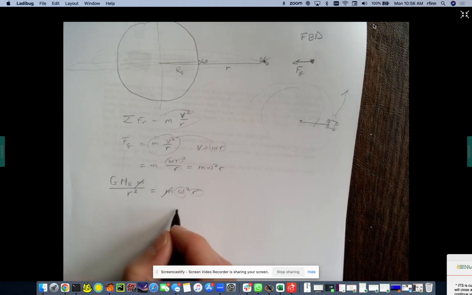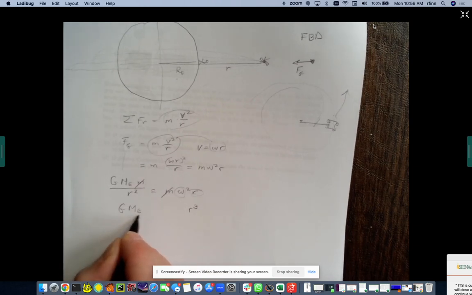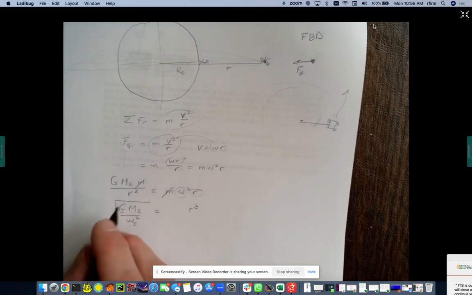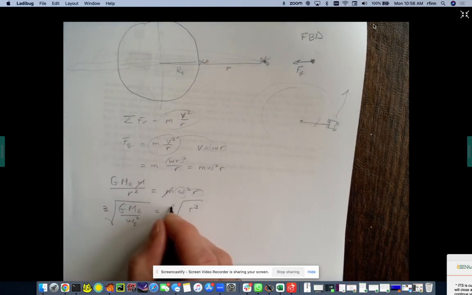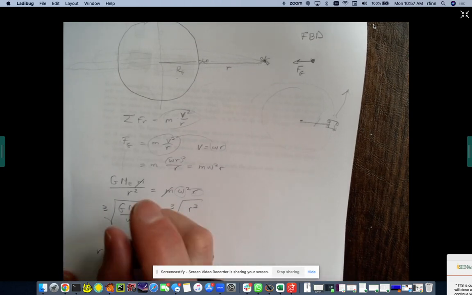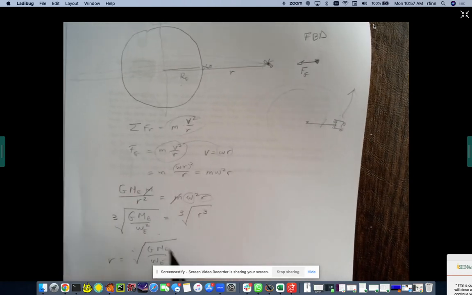Okay, so let's bring r over to one side. So we multiply by r squared, so we get r cubed over here. And then I'll divide by omega squared. G M_e over omega squared. And now we want this to be the same angular speed as the Earth, so we'll put omega e. And then we're almost done. We just need to take the cube root. So r is the cube root of G M_e over omega e squared.